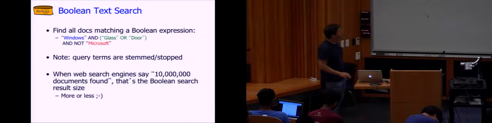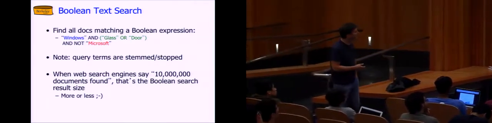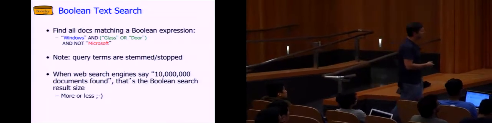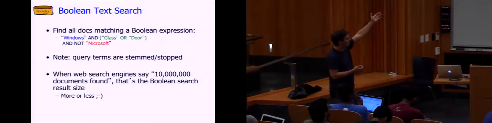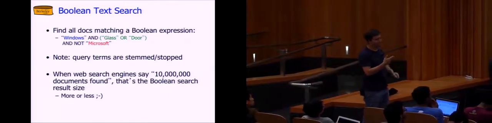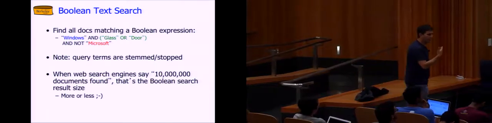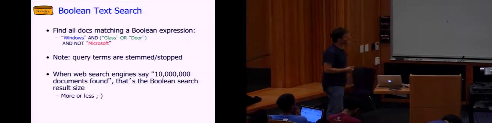Okay. So Boolean text search is the simplest form of search, where you just want to find the documents that match any Boolean expression: ands, ors, and nots. Here's an example of a query. I want windows and glass or door, and not Microsoft. I'm looking for construction windows. And the query terms will be stemmed and stopped.